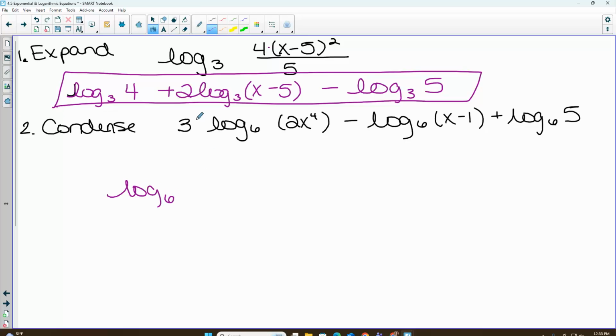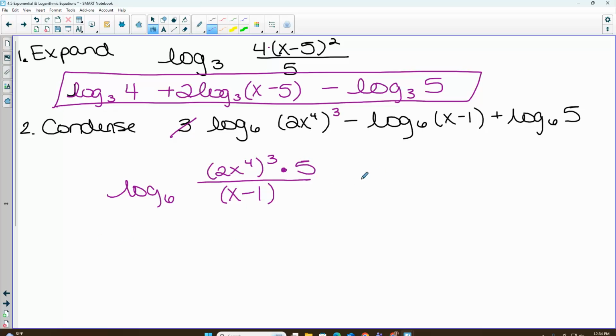So first, what do I do with this 3? So we have 2x to the 4 cubed, minus, so that would be divided by the x minus 1, plus log base 6 of 5. So what do we do? So on the top, it would be multiplied.